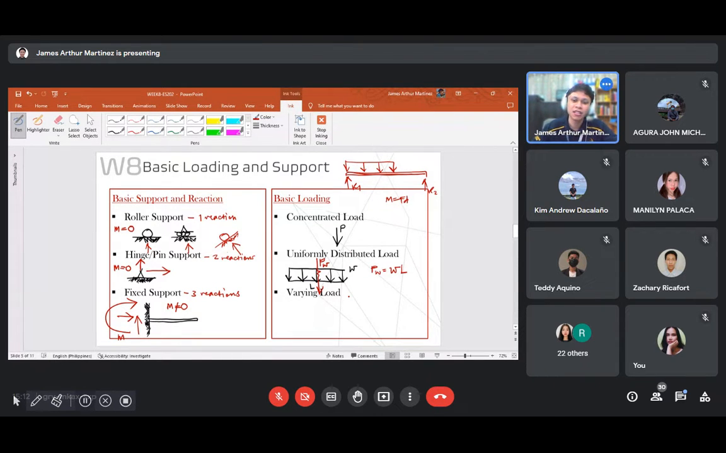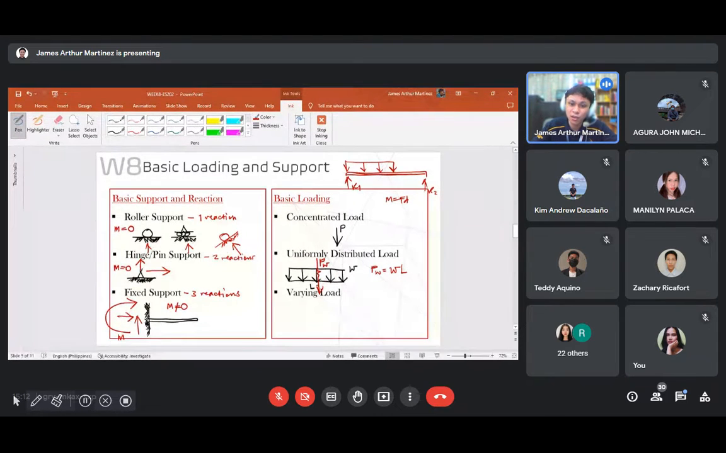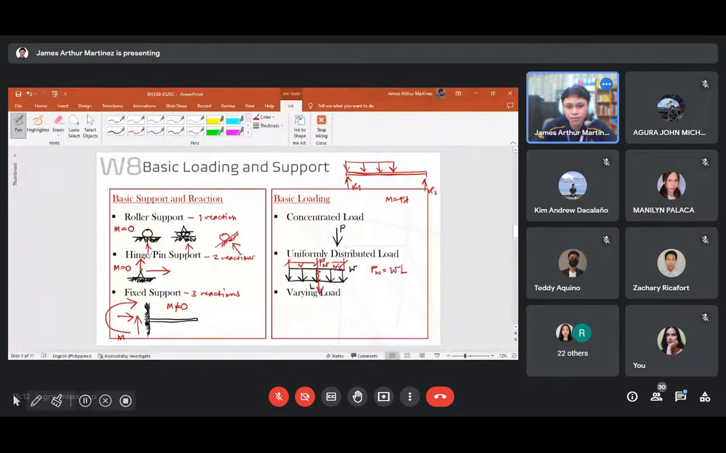How about the location? Where will your concentrated load act? Of course, it acts at its centroid, the centroid of your uniformly distributed load. So we take the rectangular shape for a uniformly distributed load. We know that for a rectangle, the centroid is just at the center, so it is L over 2. I will just write it here so it is clearer. Okay, so that is L over 2.